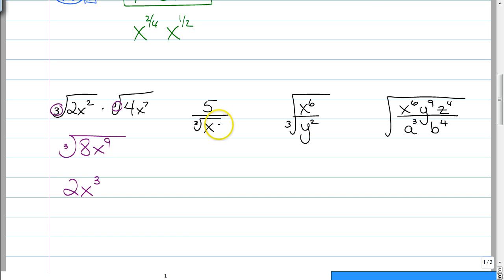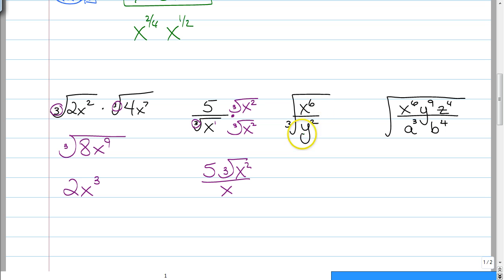Now, when you have a radical in the denominator, you need to ask yourself how many x's you have, how many you need. So you have 1, you need a total of 3, so that means you need 2 more. So you need to multiply the top and bottom by the cube root of x squared. And now you can multiply across the top. That'll give you 5 cube roots of x squared over, and that's just going to turn into x. So now your radical's gone and you have nothing to worry about.